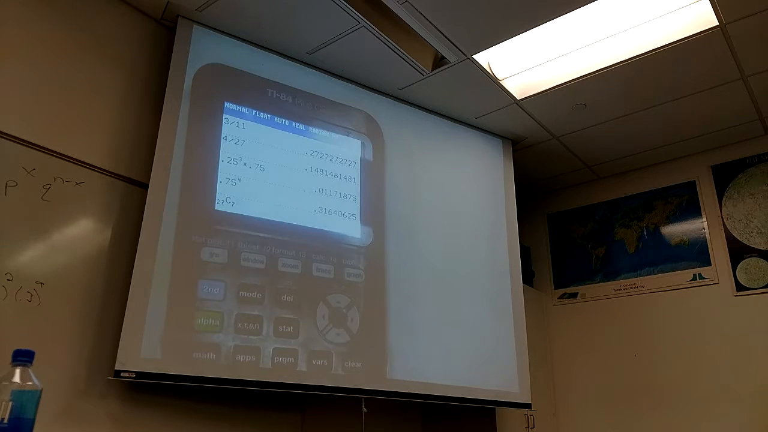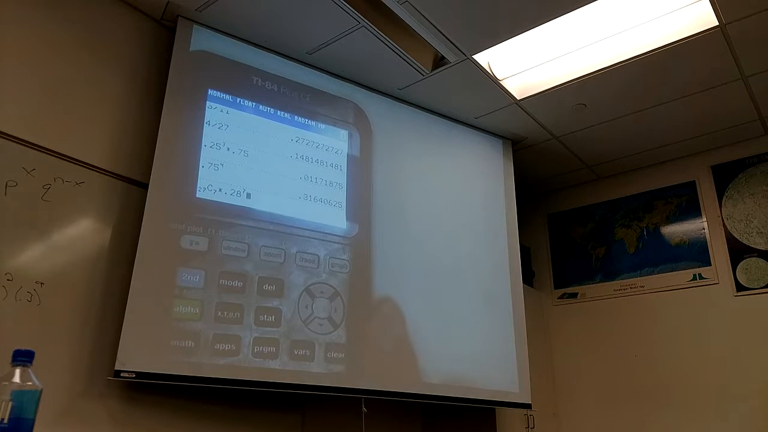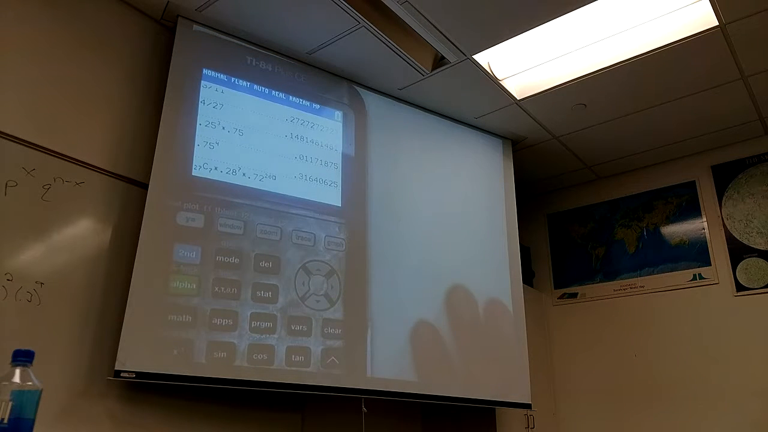If you have an older calculator, you don't have to worry about all that, but yours doesn't look as nice. Times 0.28 to the 7. Hit the right arrow to come down out of the exponent. You see that? It's giving you hints. Times 0.72 to the 20th. So that's what it looks like in the calculator: nCx times p to the x times q to the n minus x.